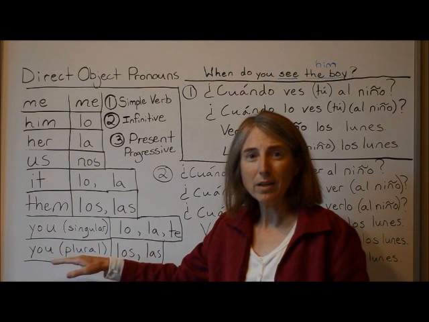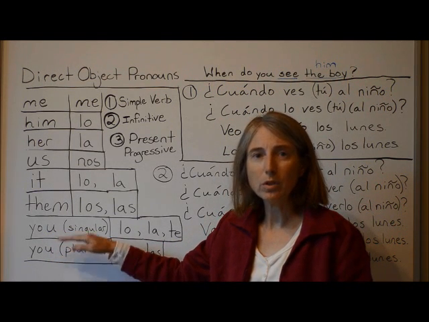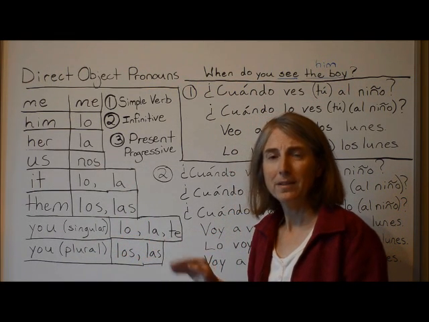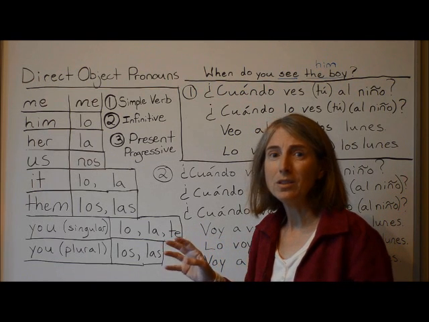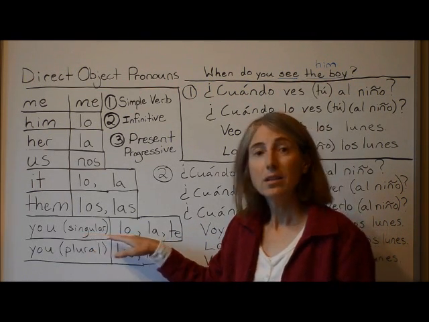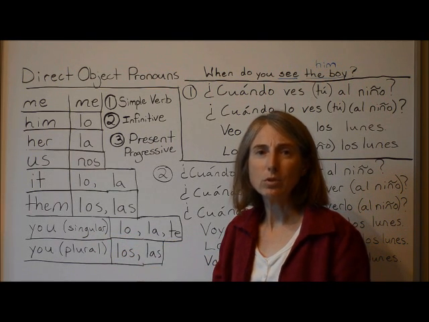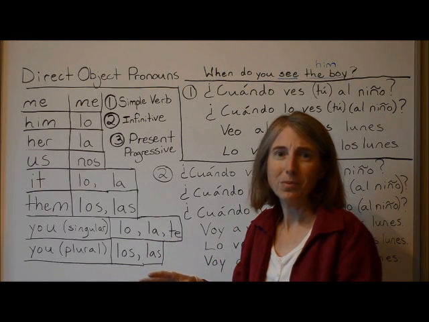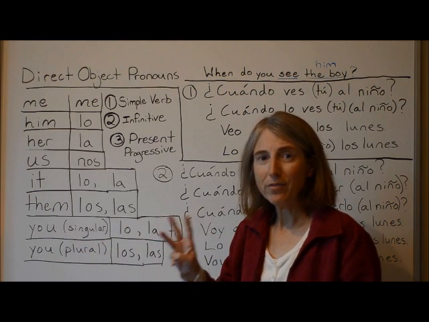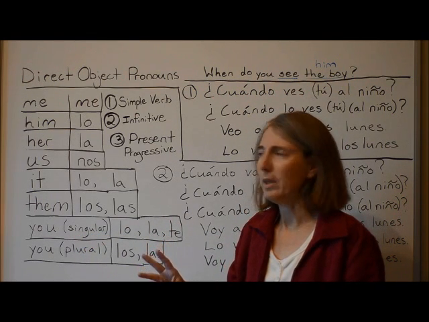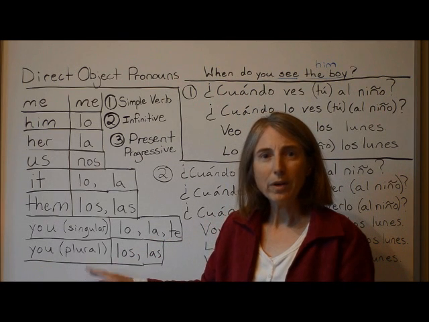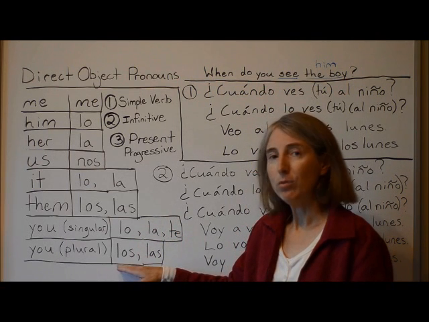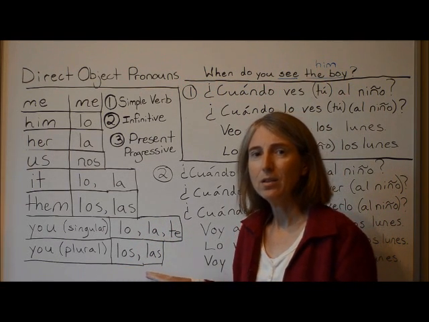And then for you, I've divided it up into you singular and you plural. If we're talking about you singular, then it would be lo, la, or te. Now the te is our familiar you, and the lo and la are the usted version, the formal you, and we have to know if the you is feminine or masculine. So for singular you, we have three different options for our direct object pronouns. For you plural, we also have two options because this would be the ustedes form. We have los or las, depending on if it's masculine or feminine.